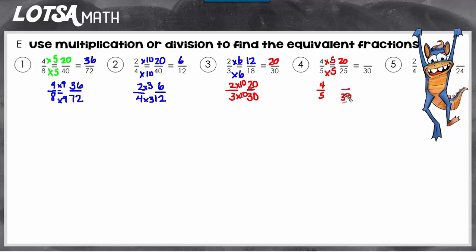So to get from 5 to 30, I have to multiply by 6. And what I do to the bottom, got to do to the top. So 4 times 6 is 24. So my answer is 24 30ths. So 4/5 is equivalent to 20 25ths, which is equivalent to 24 30ths.